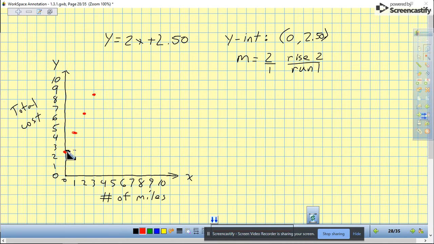Okay? And then, of course, again, I'm freehanding it. Feel free to use a ruler or whatever for yours. And there's your graph of the equation. Okay, now, you can use this to answer questions. For example, if you travel 3 miles, you're going to pay $8.50. Okay? All right, moving on to the next example.